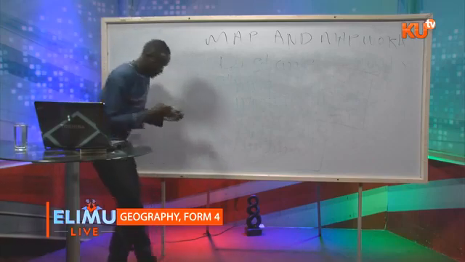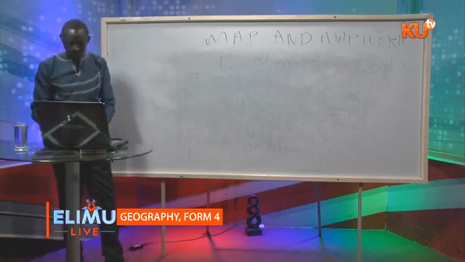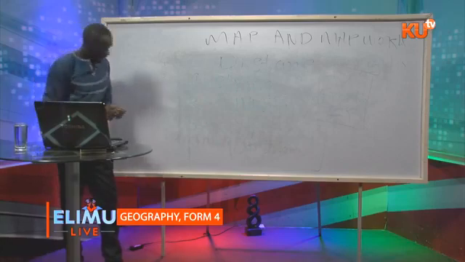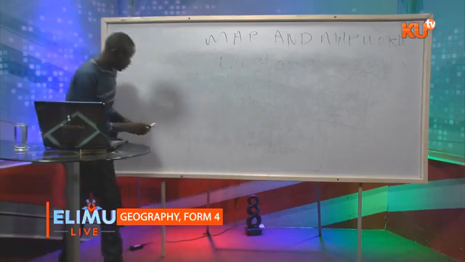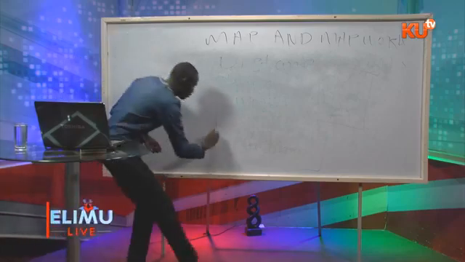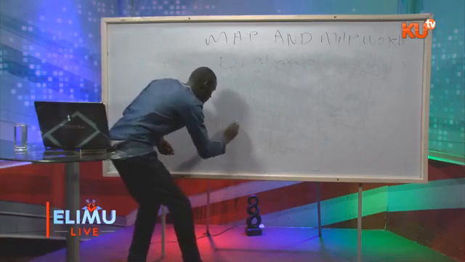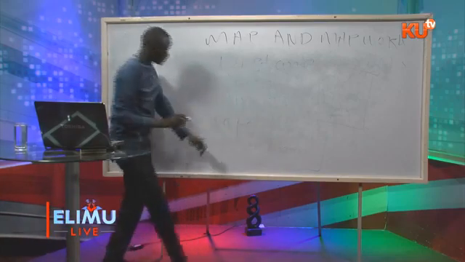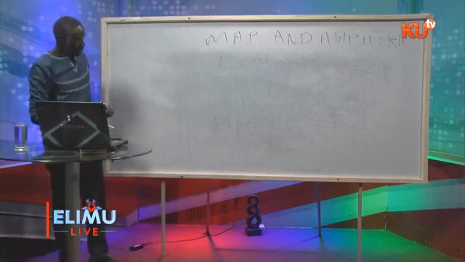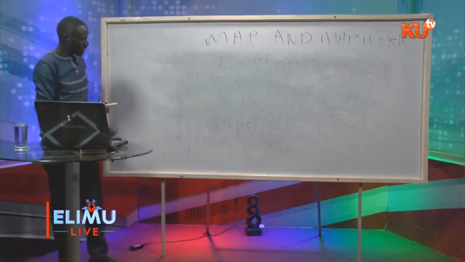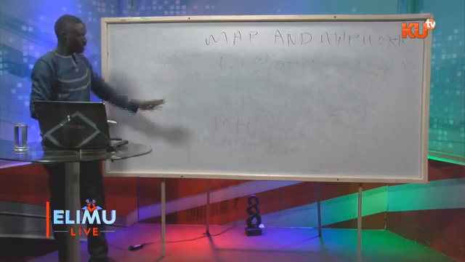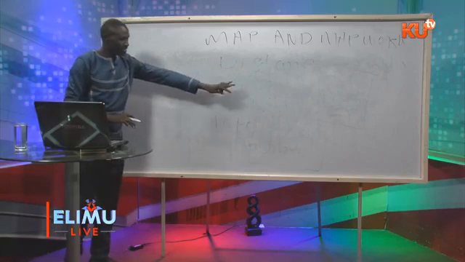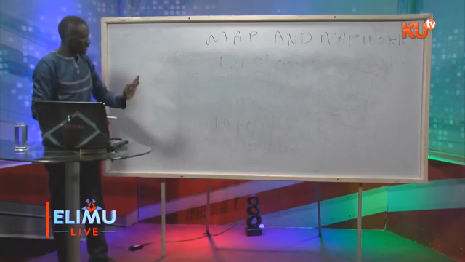We use a piece of paper. So this is how it is calculated. We'll start with number 1. How do we use a string to calculate a distance of one place to another?